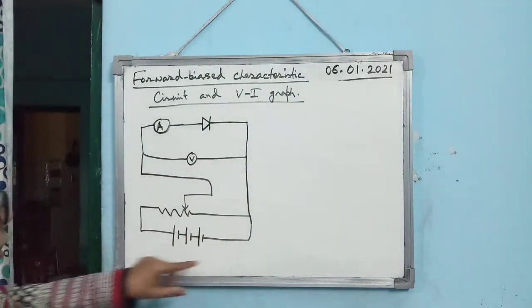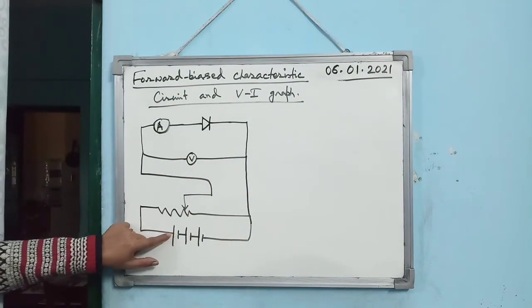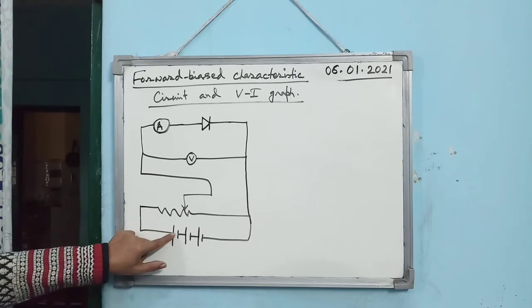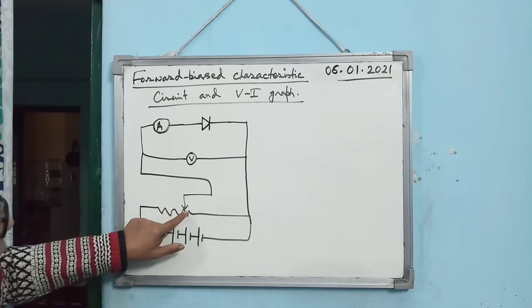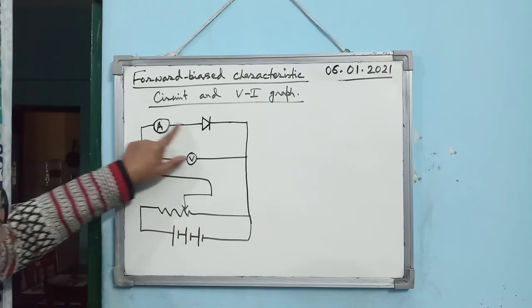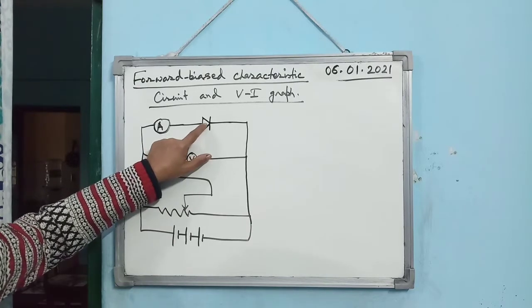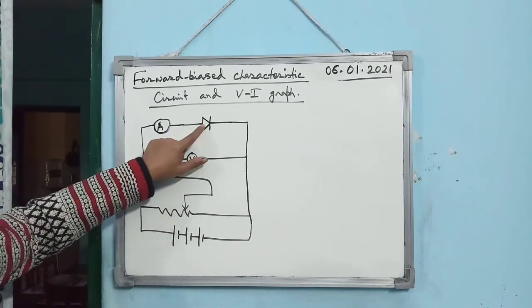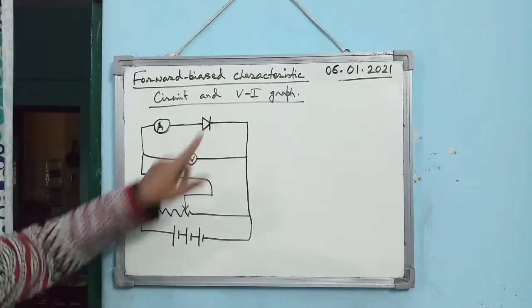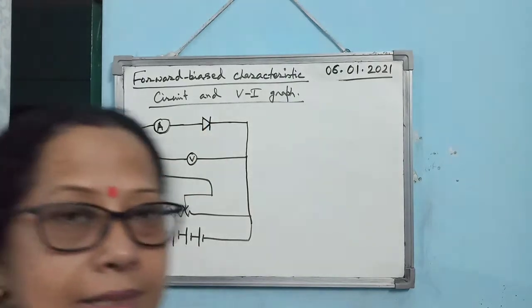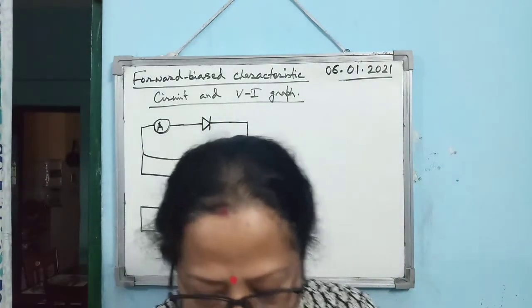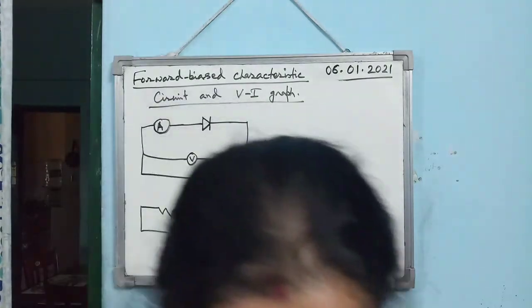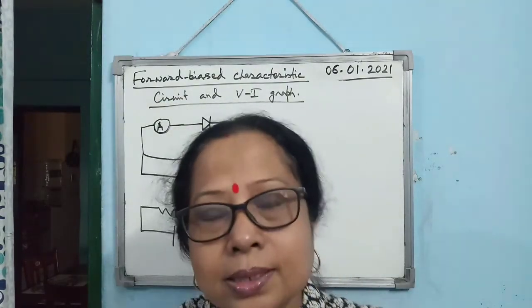Now if you look at this, this is the positive terminal. If I start from the positive terminal, follow my finger, how it is coming here, then going here, then coming here. So it is connected to the P region. Positive terminal is connected to the P region, negative terminal is connected to the N region. That's why it is a forward biased characteristics circuit. This is the circuit diagram for forward biased characteristics.